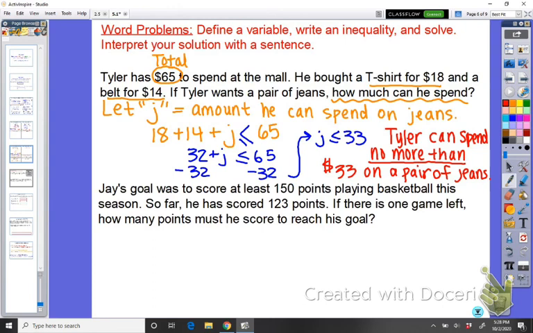So I want you to try. Jay's goal was to score at least 150 points playing basketball this season. So you can try that question, and we'll talk about some of these other ones tomorrow in class.